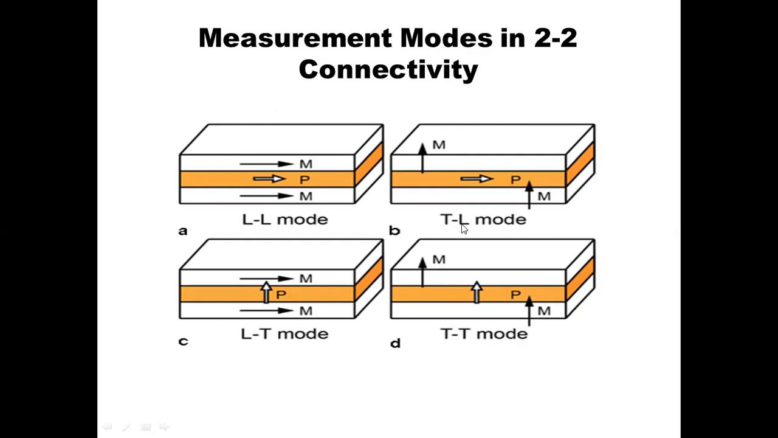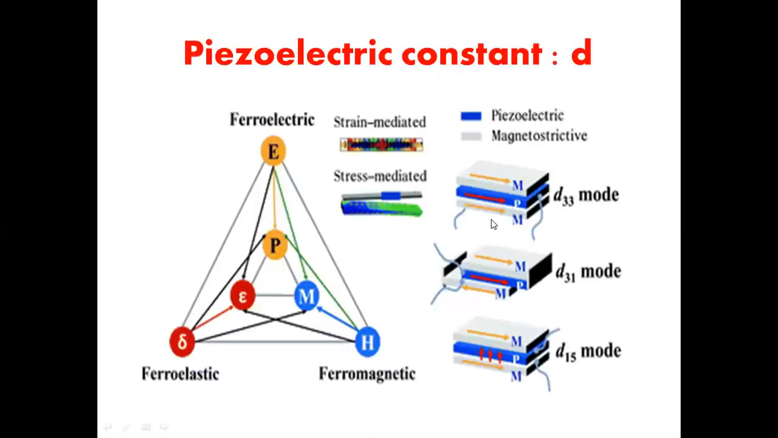So these are the different connectivities. Depending upon the application or the particular intention of the researcher, one of the connectivities will be used during the property measurement.